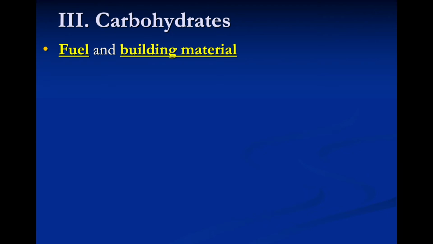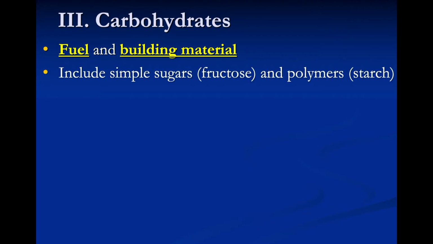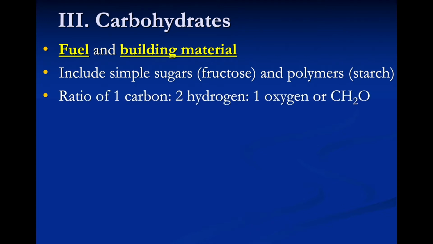Right, today we're going to talk about carbohydrates, one of the four major classes of organic macromolecules. Carbs are really used by cells for fuel and for building material. And carbs include simple sugars like fructose, I'm sure you've encountered that pretty commonly in your diet, and polymers such as starch. So carbohydrates are really distinguished from other organic macromolecules because they are mainly made of carbon, hydrogen, and oxygen, and specifically in the ratio of 1 to 2 to 1.